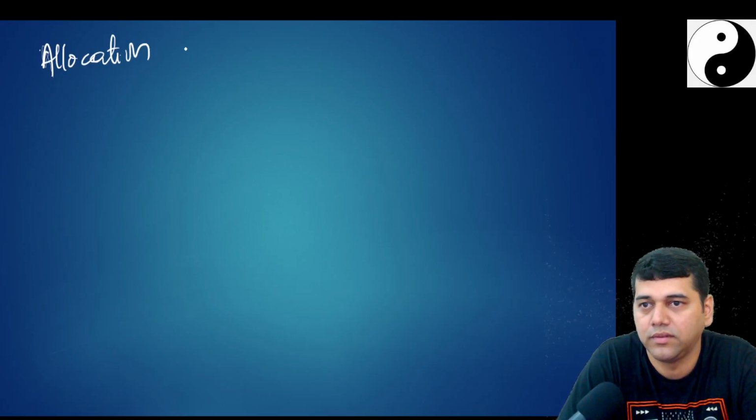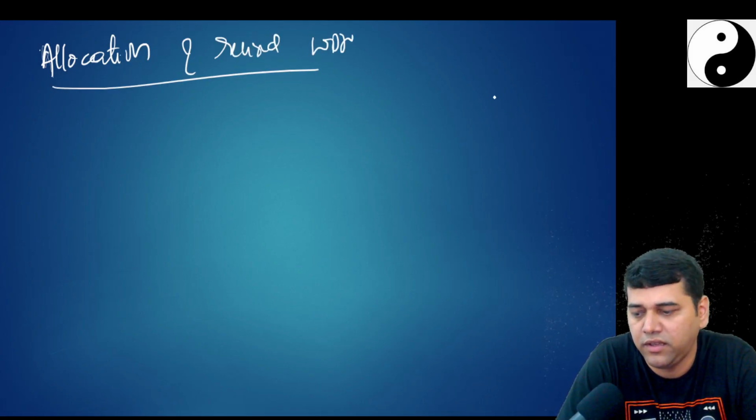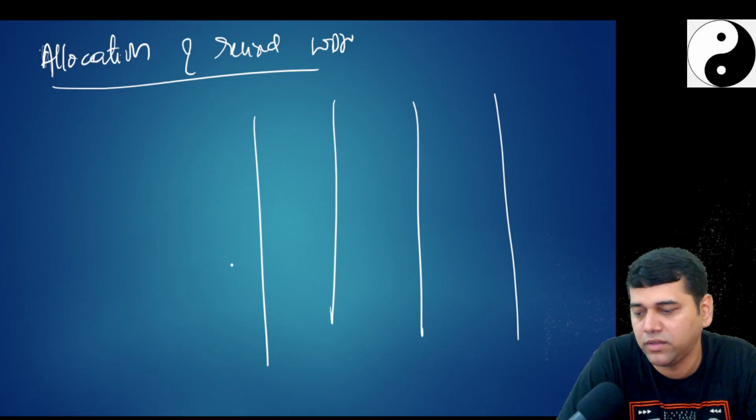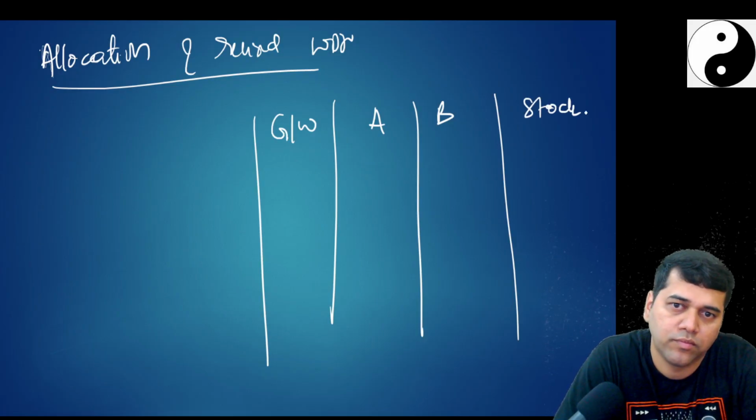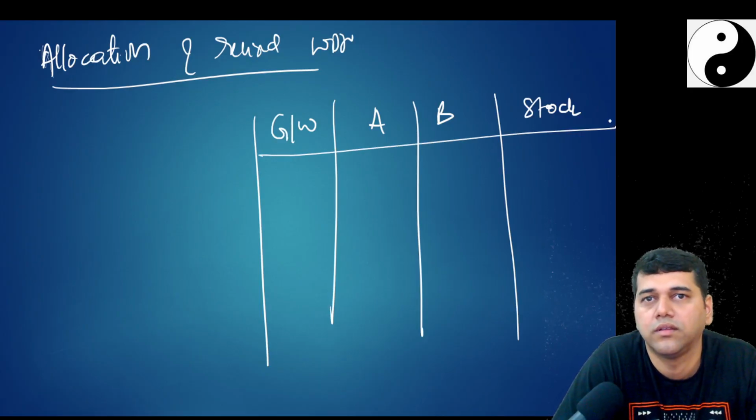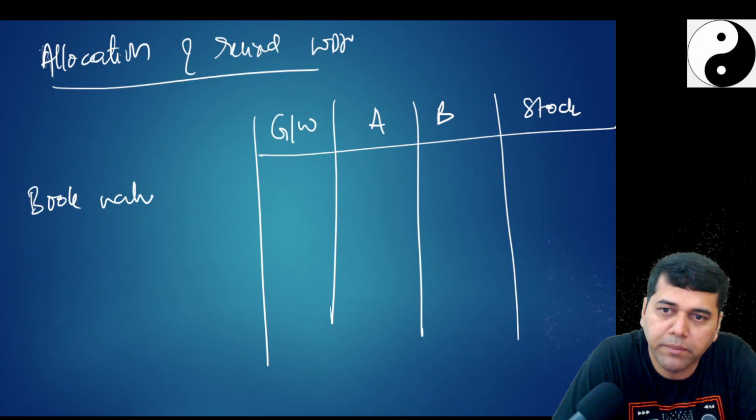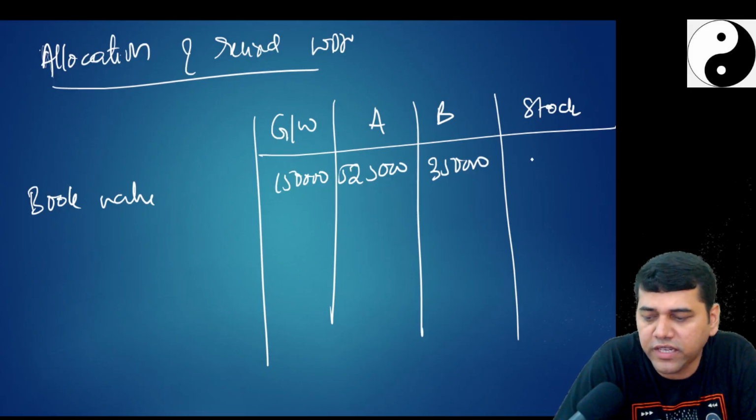Okay, so allocation, right? Allocation, because they asked you 2 questions there. Allocation and revised WDV. See, always I follow this format where I will write. Always allocation I do this, right? Previously also I have done it. So I have got goodwill, A, B and stock. Because they asked me revised carrying amount. So what is my book value before impairment? 1,50,000, 5,25,000, 3,50,000, which is already there with me.